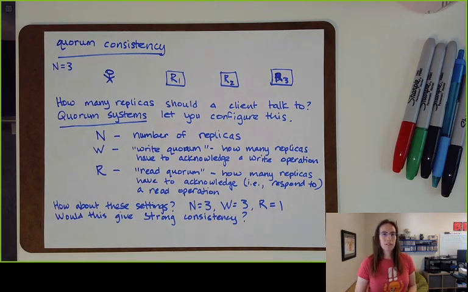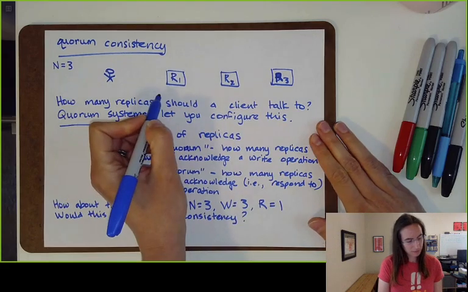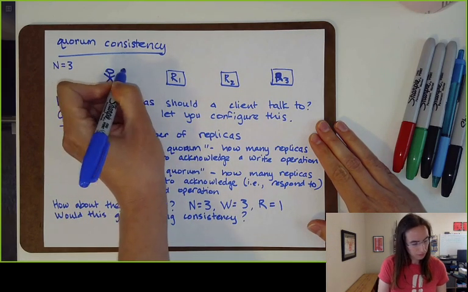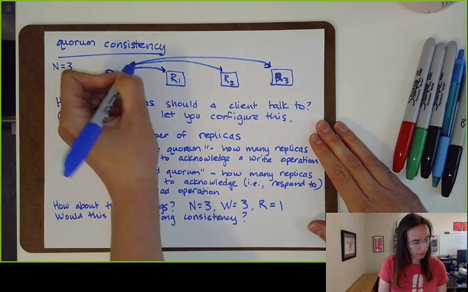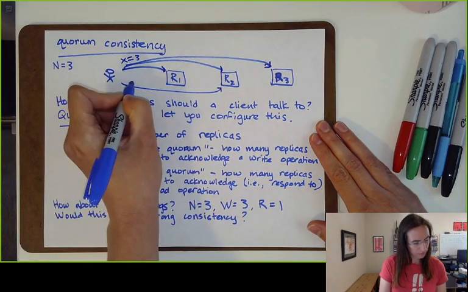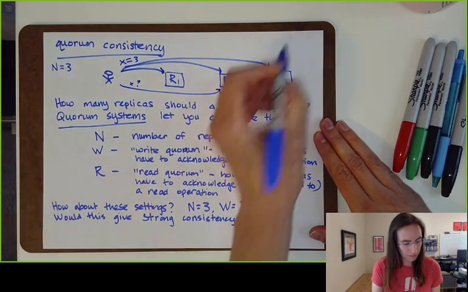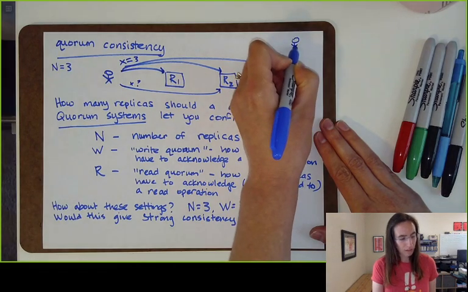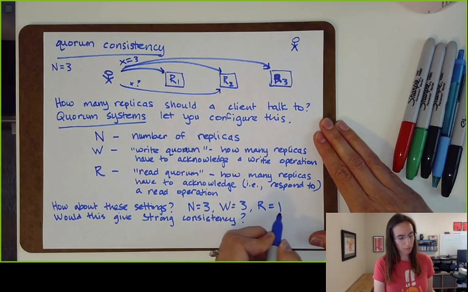But what if you have something like this? What if you have concurrent writes? What if this client is writing X to all these replicas here, and then just doing a read from one of the replicas? This is all fine and good, but what if another client comes along, and maybe that client is also using that same read one, write to three approach?